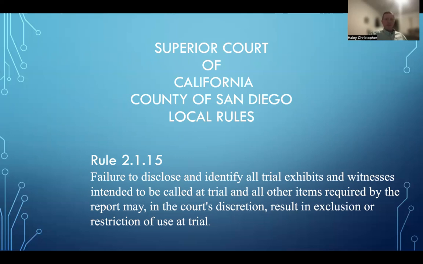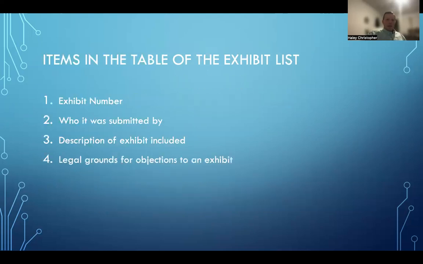On the list I got from Professor Townsend, there were over 200 pieces of evidence. While when you see mine, I kept it a little bit shorter. So let's get back to the six things in the table. Fourthly, we have legal grounds for objection to an exhibit.